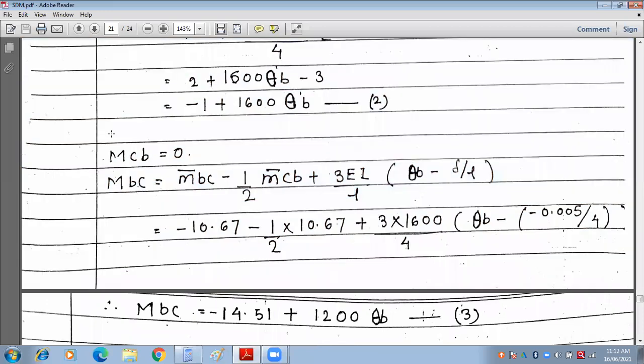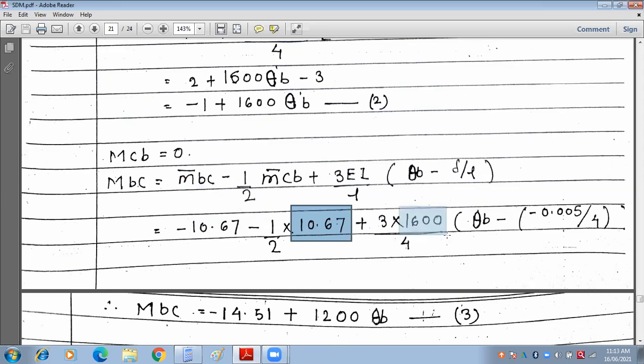And moment CB is by default it is 0 because support C is simply supported. Now this moment is of moment BC. Moment BC is equal to fixed moment BC minus 1/2 fixed moment CB plus 3 EI upon L into bracket theta B minus delta upon L. Now put the values over here. Fixed moment BC is how much? Minus 10.67. This value is also plus 10.67.